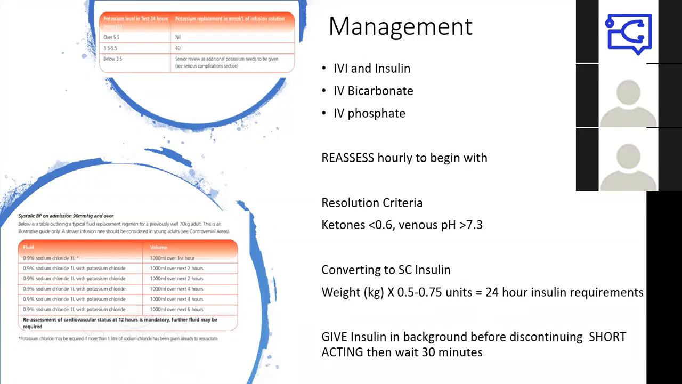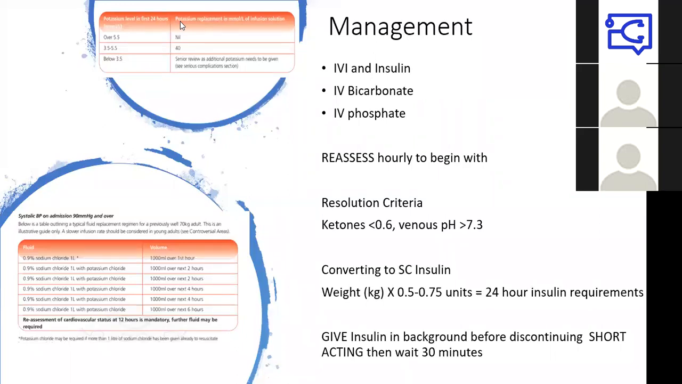Now, in terms of resolution, to say that the DKA is resolved, as I mentioned earlier, the most important thing is looking at the ketones. If the ketones are less than 0.6 and the pH is over 7.3, then we can say that the DKA has now been resolved. Now, you may ask, I've given you those criteria of what we'd like to see every hour, decreasing ketones by 0.5 millimoles per hour. What do I do if that's not happening? Well, what you would normally do is increase the insulin by around 1 unit, and that will be sufficient.